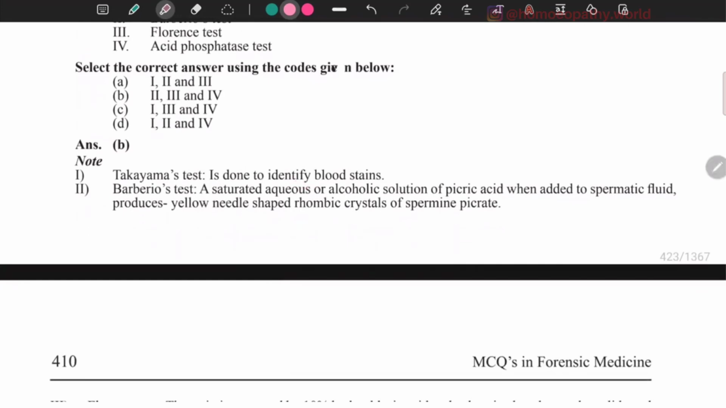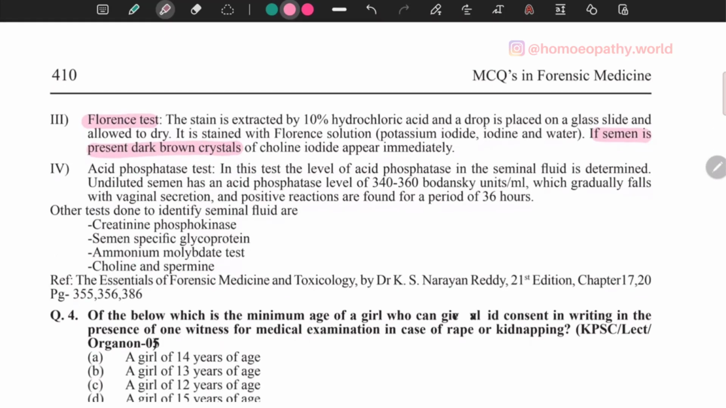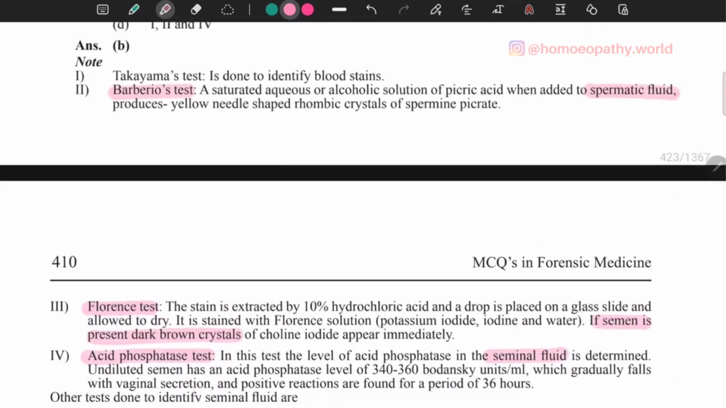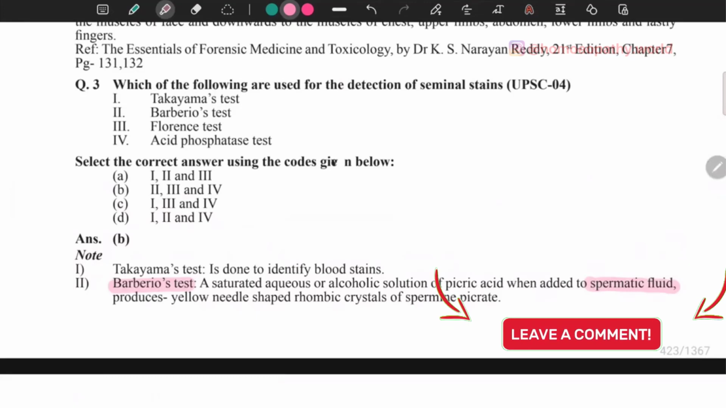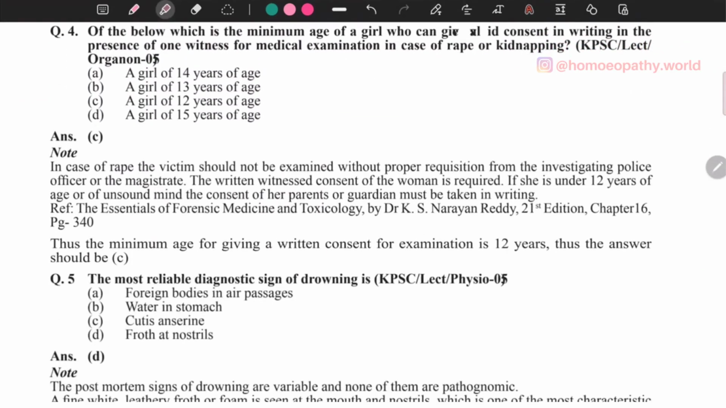The Takayama test is to identify the blood stain, that means it is wrong. Barberio's test is to identify the spermatic fluid. Florence test is to identify the semen, presenting dark brown crystals, and acid phosphatase test is again to identify the seminal fluid. So we can say that the correct answer is 2nd, 3rd and 4th. So the correct option here will be B, 2nd, 3rd and 4th. Moving on to the next question.